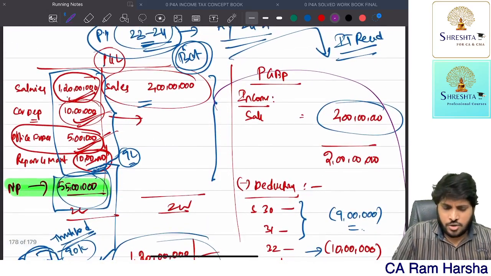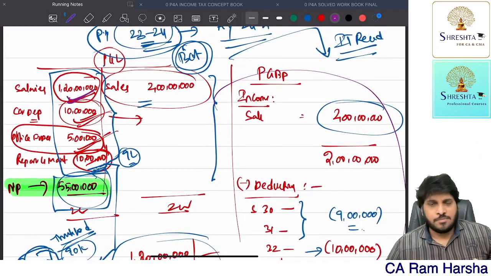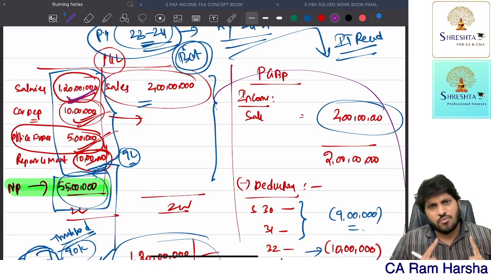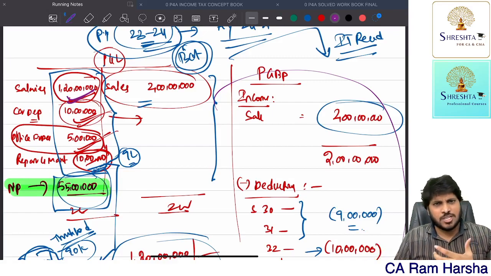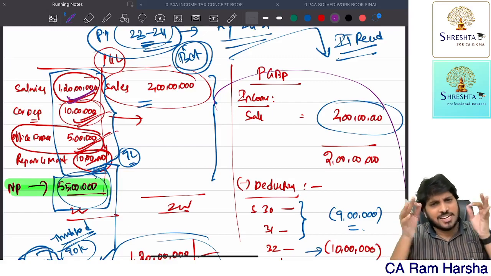Okay. 1 crore 20 lakhs is debited in P&L. This entire 1 crore 20 lakhs is for what? Salaries purpose, entirely paid in banking mode. Is it allowed or disallowed? Sir, it is allowed, sir. It is allowed. No problem. We can claim deduction on this.